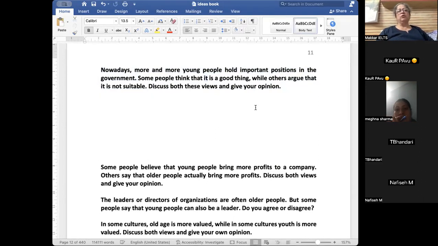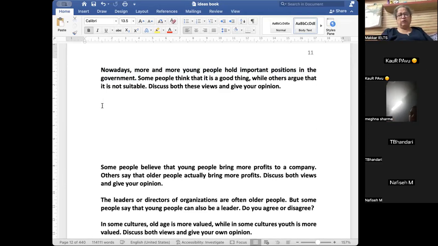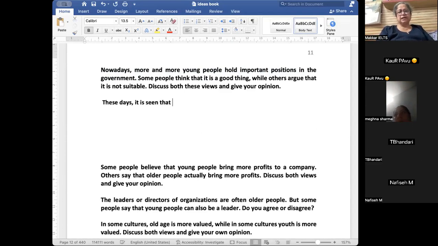Now, we'll make this introduction. We'll paraphrase the first sentence. So for nowadays, you can say these days, it is seen that important positions in the government are held by young people.